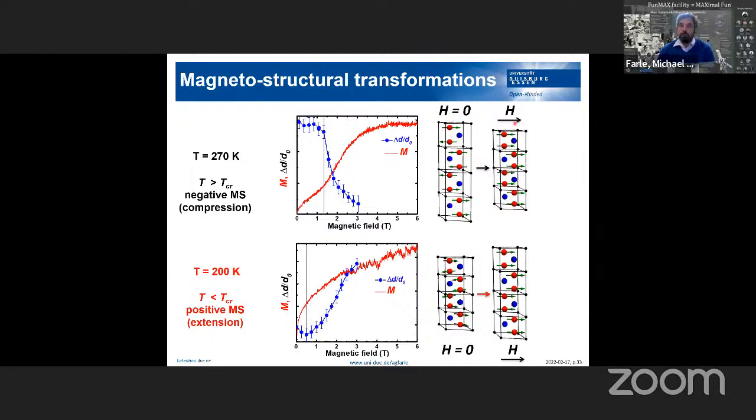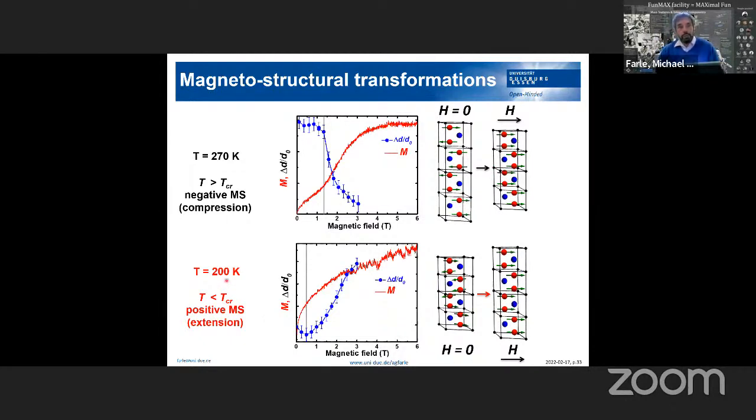Now, if we apply a magnetic field, it's easy to imagine that we align these magnetic moments. The lattice spacing here is not really to scale, but it indicates what is happening. As you apply the magnetic field, the lattice shrinks along the z-axis.